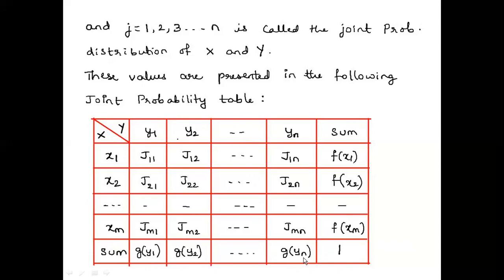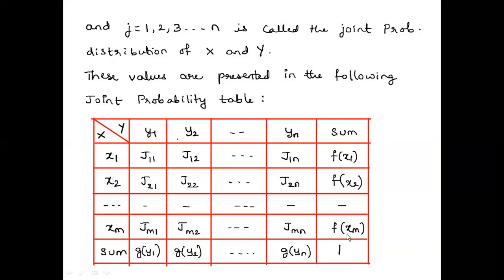Up to g of yn, and the sum of all these probabilities is also equal to 1. So we will be obtaining the marginal distributions for x and y. To obtain the marginal distribution of x, we can sum up all the row entries and obtain f of x1, f of x2, etc.